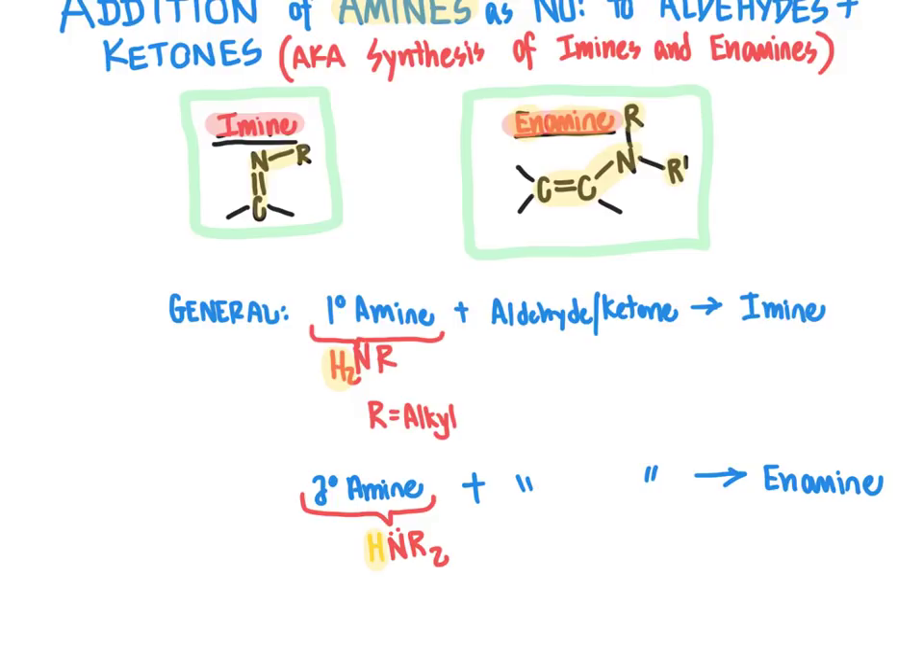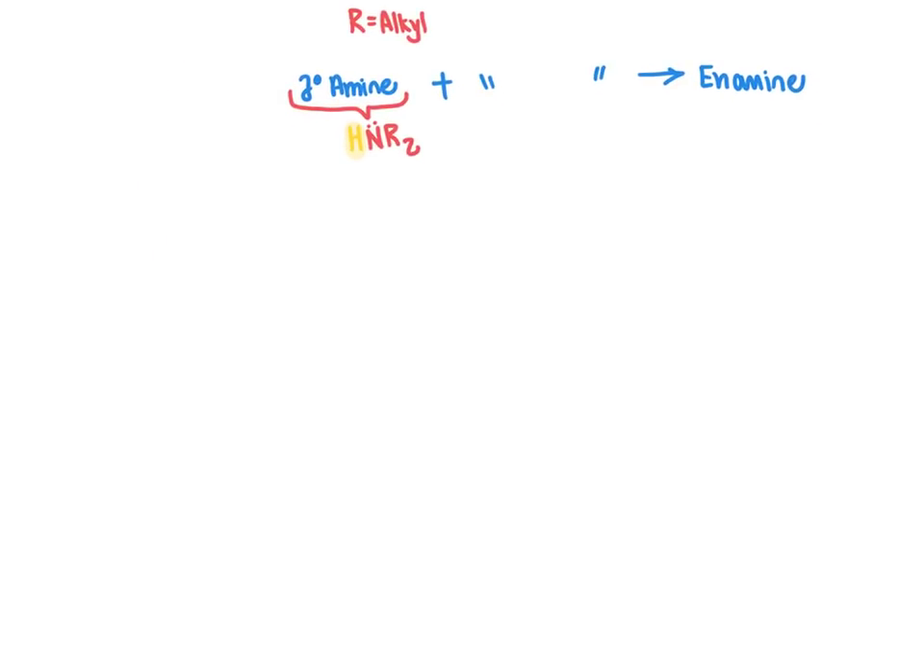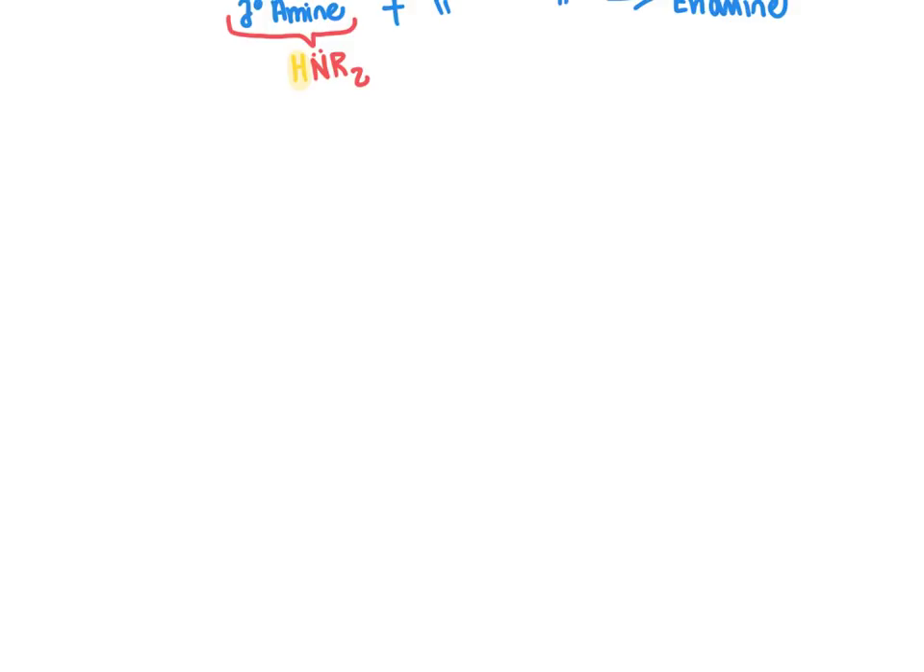So let's take a look at the mechanism for an example reaction here to see how in the world we go from a primary amine reacting with an aldehyde or ketone to this imine product where we have the carbon-nitrogen double bond present there. So we're going to set up this reaction with our aldehyde or ketone. We can take whatever aldehyde or ketone we want in this example problem.